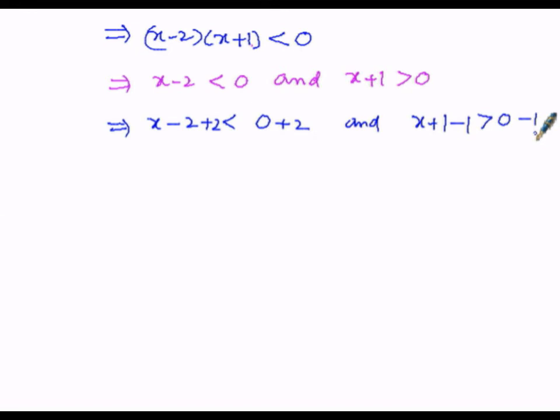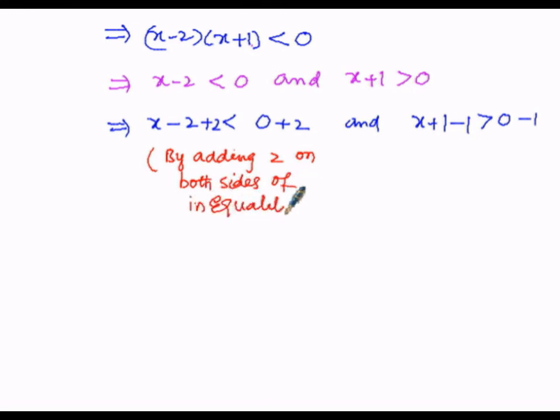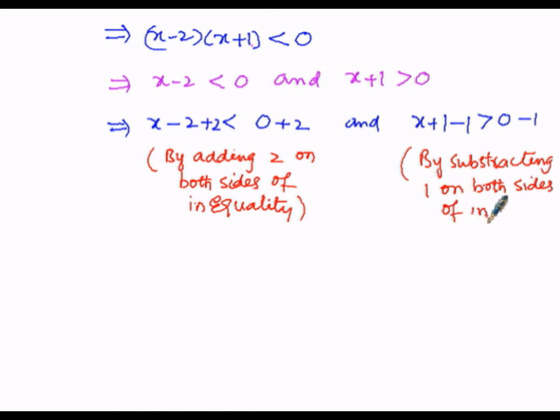So, here in the first case, the reason is by adding 2 on both sides of inequality, whereas here we got this logical step by subtracting 1 on both sides of inequality. So, in this manner we got these two logical steps by these two reasons.